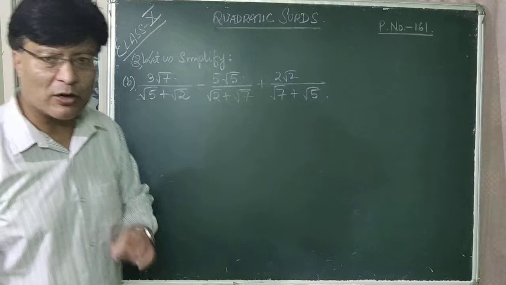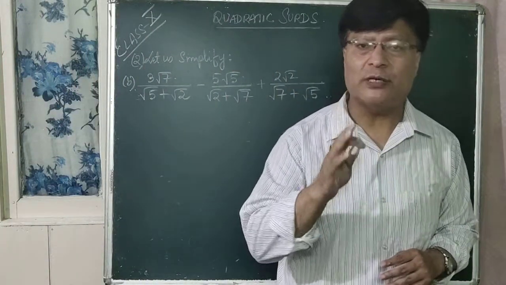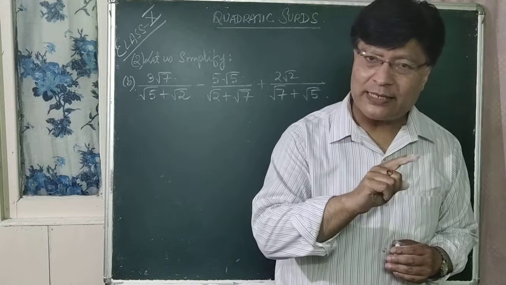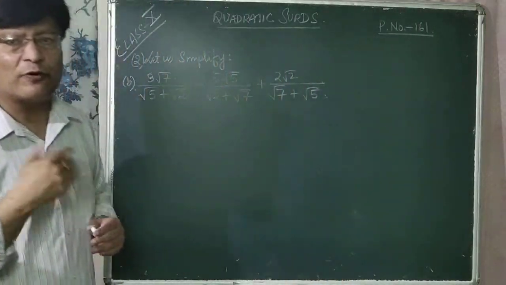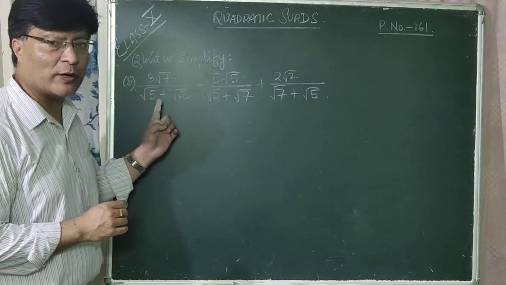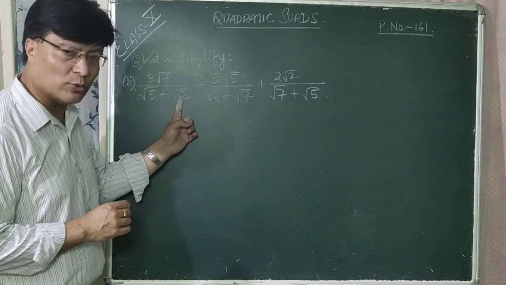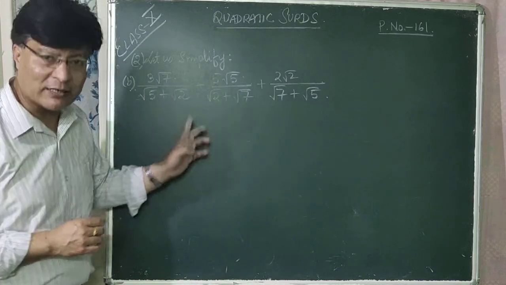So what is the meaning of rationalizing the denominator? You have to remove square root from the denominator. Rationalizing the denominator means removing square root from the denominator. So in this case you have to remove square root from both 5 as well as 2. So what is this rationalizing factor? It is root 5 minus root 2.